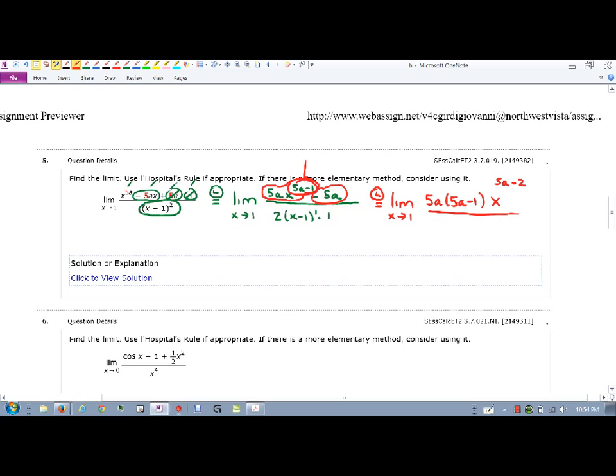Then the bottom, remember, was really just 2 times x minus 1. That's the same as 2x minus 2. The derivative of that is just 2. And now let's let x go to 1 again.